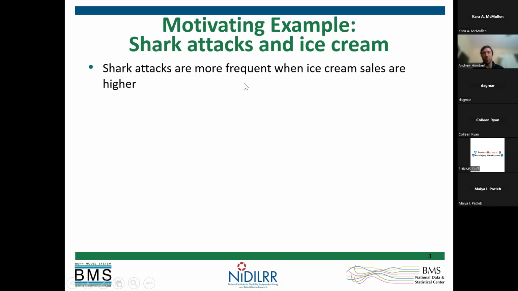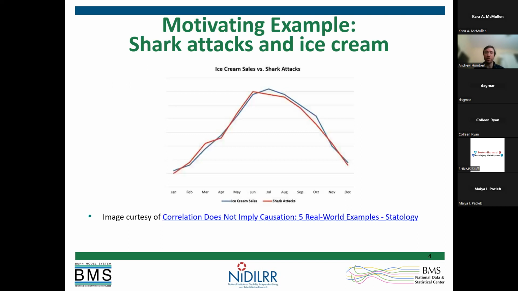So again, starting with that motivating example, shark attacks and ice cream. It's well documented that shark attacks are much more frequent when ice cream sales are much higher. Borrowing this figure from Statology, they give a few different examples of correlations and causations, but this is the example of ice cream sales and shark attacks.